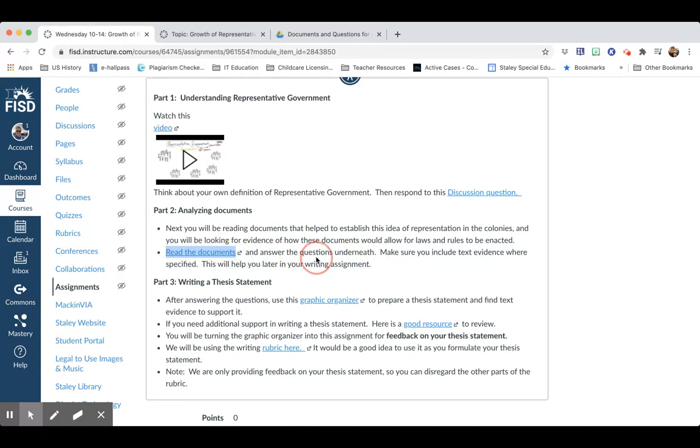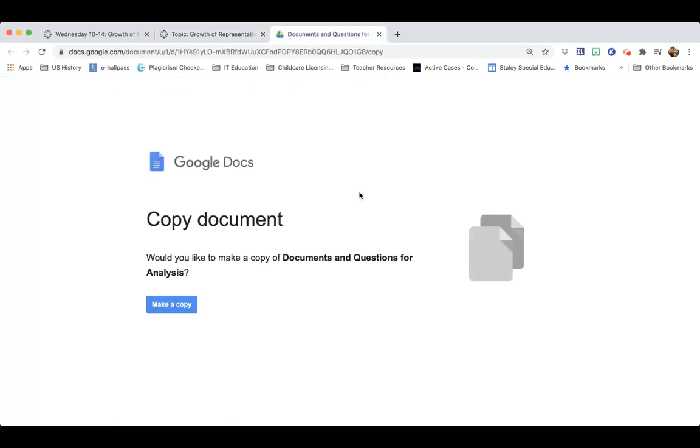As you read through it, you're going to answer the questions underneath. Make sure you include text evidence where specified. This will help you later in your writing assessment. This is a very important piece, right? A lot of people have lost points on our previous writings because they're not using text evidence. When I say you need to include text evidence, what I mean is that you need to read it, take specific parts out of the document, and then use that when you're writing. We can go over that when we do it, but that is important. You need to make sure that you're including the text documents. So you're going to go ahead and make a copy.